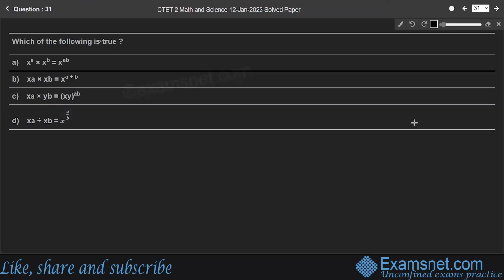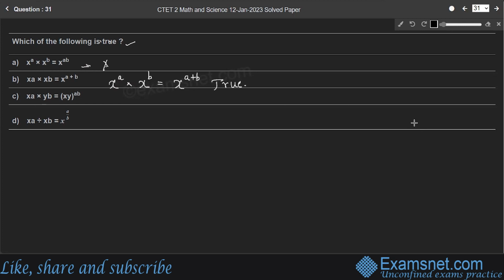Let's begin with the questions which are based on mathematical concepts. Question 31. Which of the following is true? Here option A is x raised to a into x raised to b is x raised to a into b, which is not true, right? Here in option B, it should be x raised to a, not x into a, and into x raised to b is equal to x raised to a plus b, which is true.